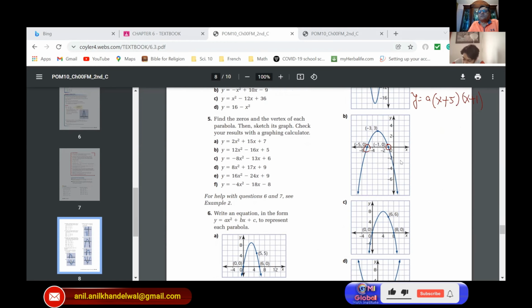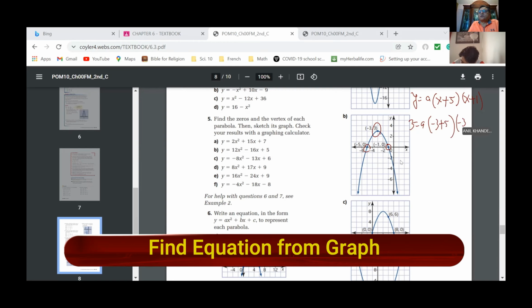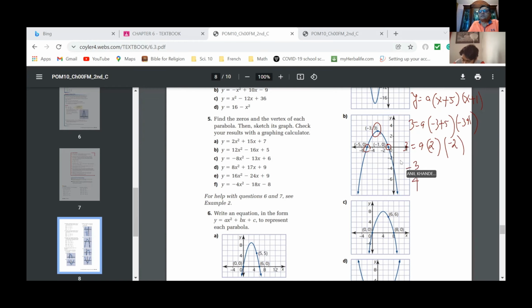And now you'll plug in the vertex, correct? Yes, sir. So minus 3 is the y value, a times (minus 3 plus 5) times (minus 3 plus 1), correct? Yes, sir. And then you get minus 3 equals a times 2, and minus 3 plus 1 is minus 2, right? So the value of a is minus 3 over 4. Is that okay? Okay, sir.